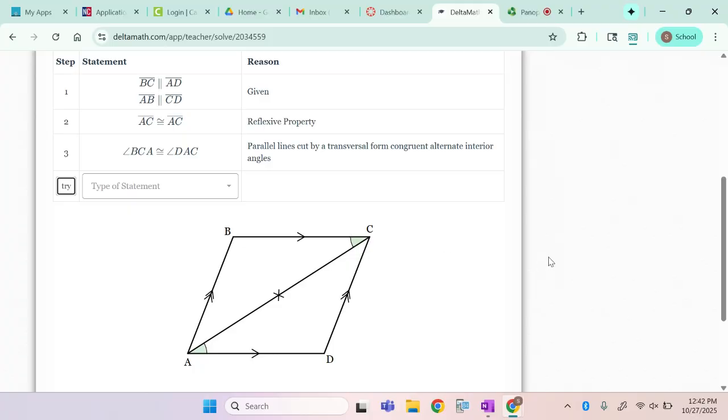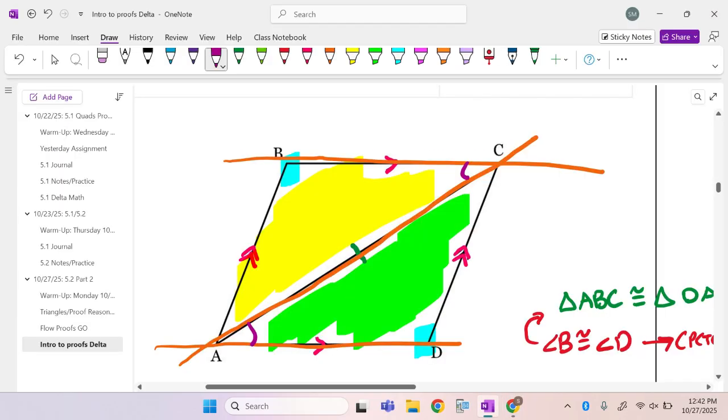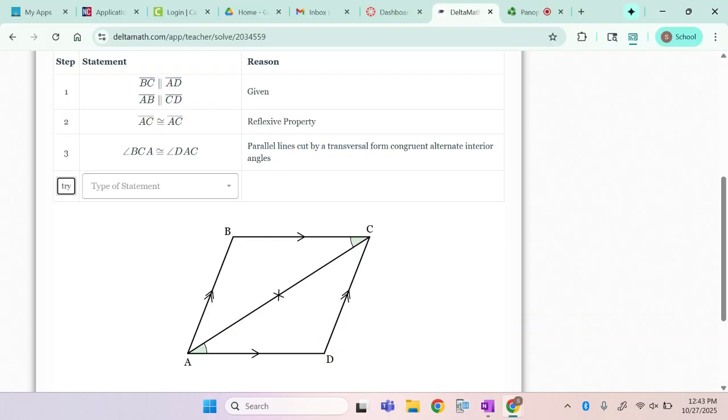Now, the same can be said for another set of parallel lines. So there's another set of alternate interior angles. Where are they? Not ABC. BAC is the other one. What's the other? DCA. Good. So we can say those two are congruent by alternate interior angles.